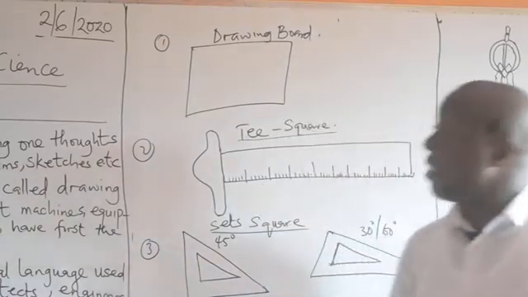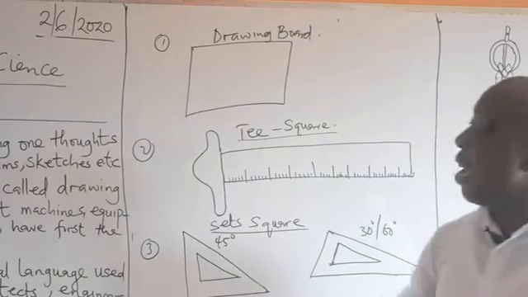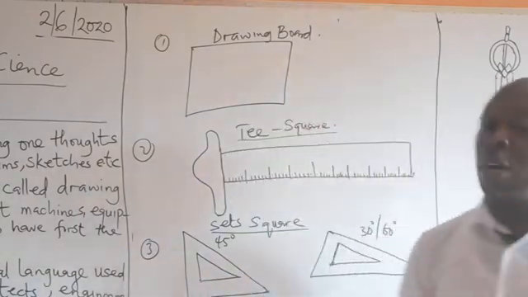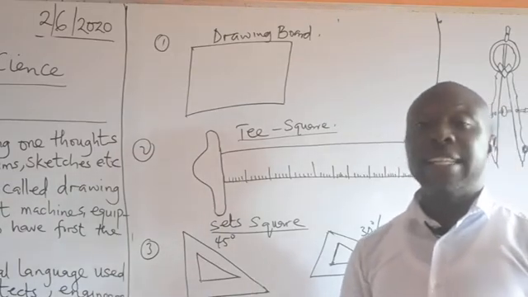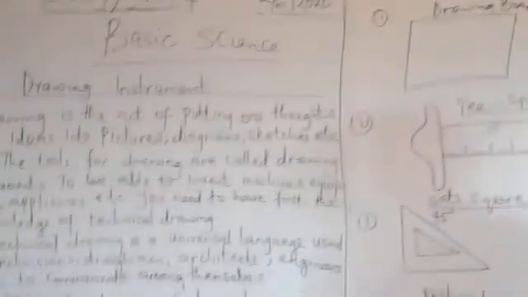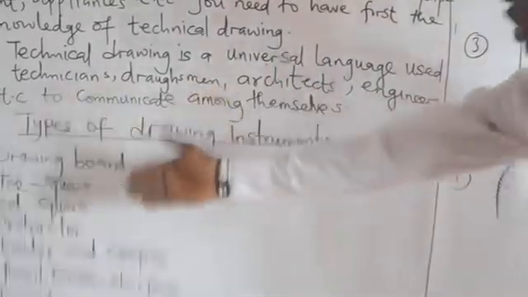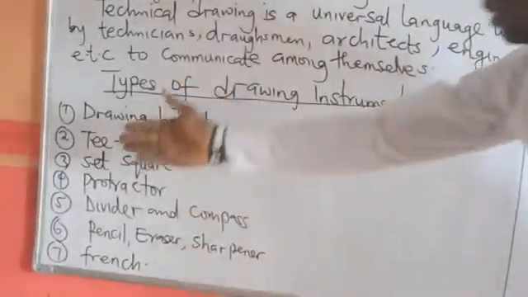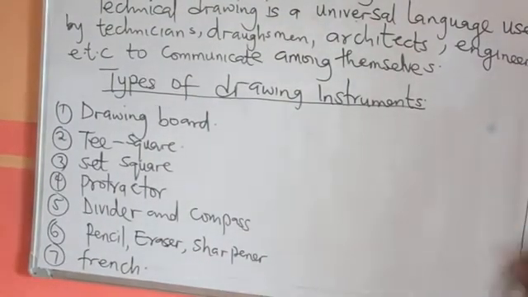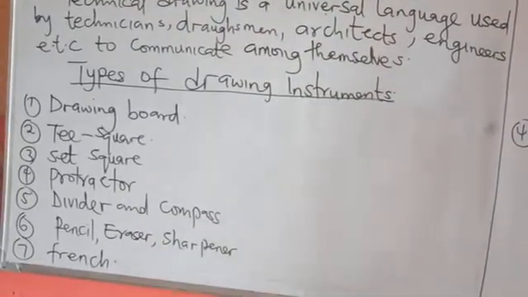Technical drawing is a universal language used by technicians, draftsmen, architects, engineers, etc. to communicate among themselves. What are the types of drawing instruments? We have various types of drawing instruments: the drawing board, the T-square, the set square, the protractor, the divider and compass, pencil, eraser, sharpener, and French curve.